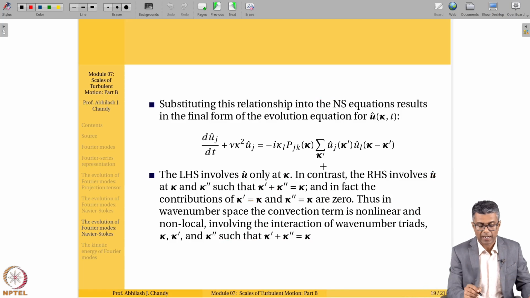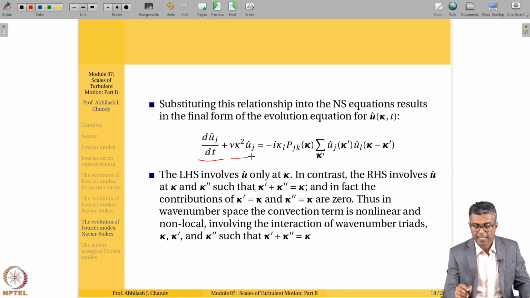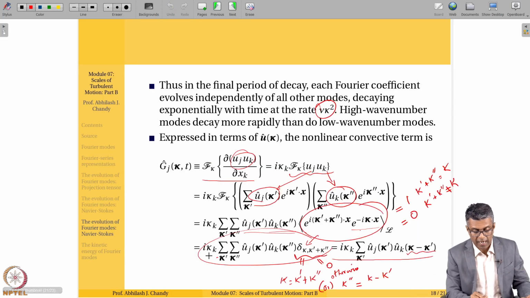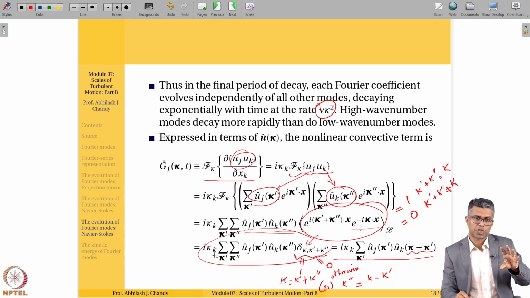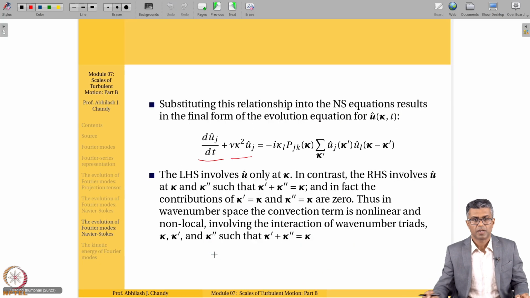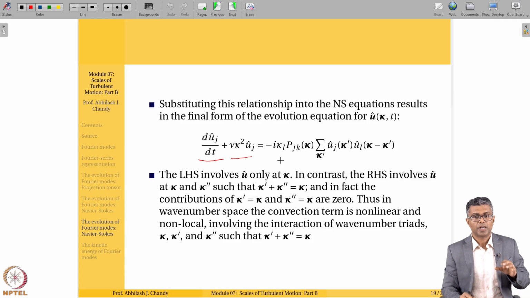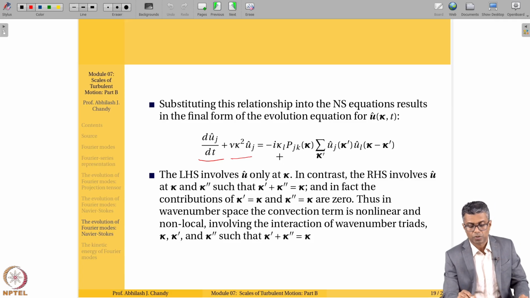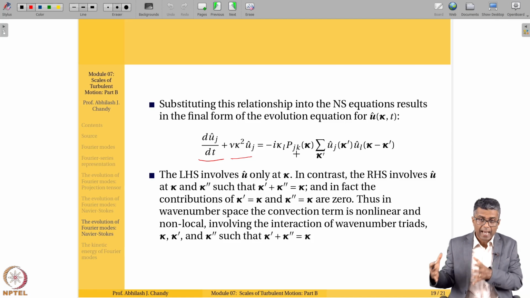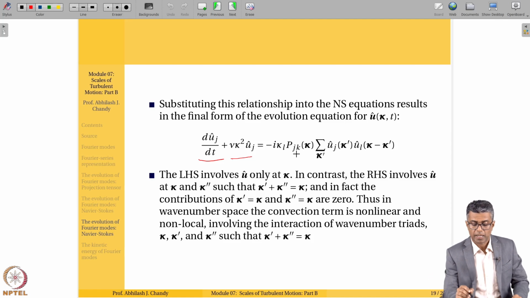So here what I have is this time dependent term plus the viscous term, and then I have this I kappa k. Now I'm just changing the dummy index in such a way that now I have I kappa L, in order to use multiple indices. So this would be I kappa L, P_jk, the projection tensor. Remember, the pressure gradient and the convection term together is the projection tensor multiplied by the convection term.